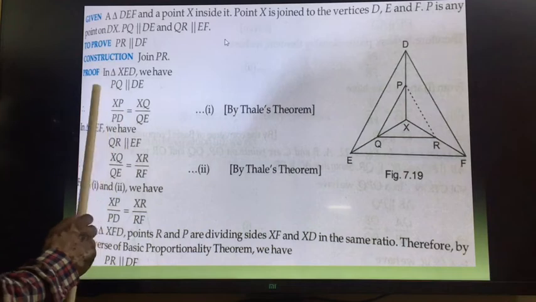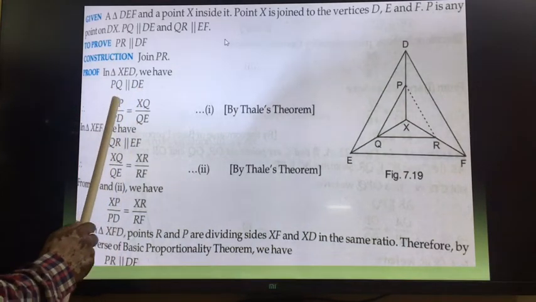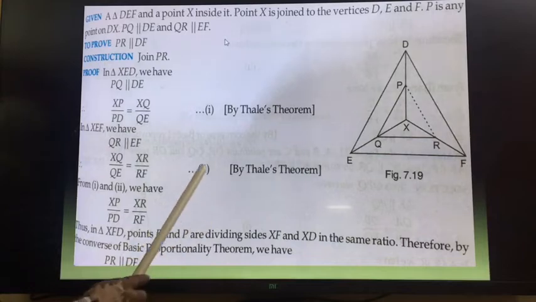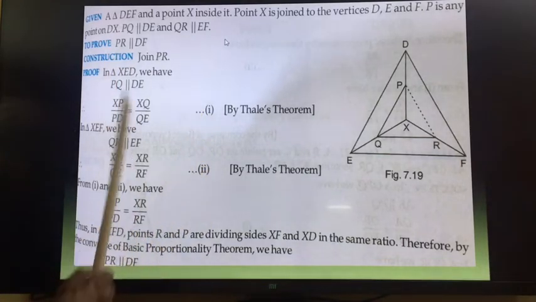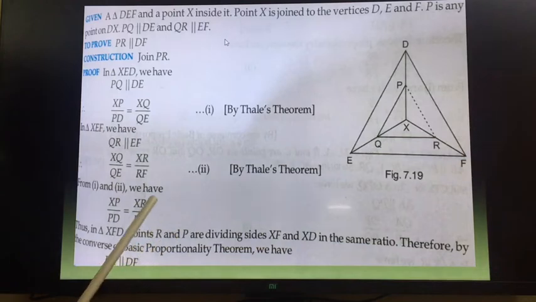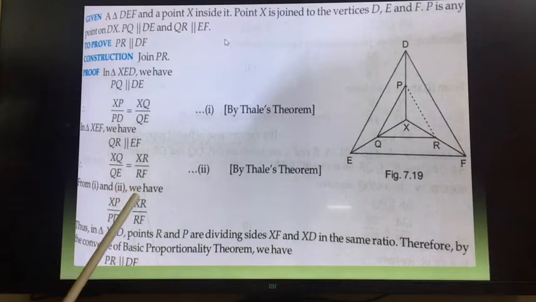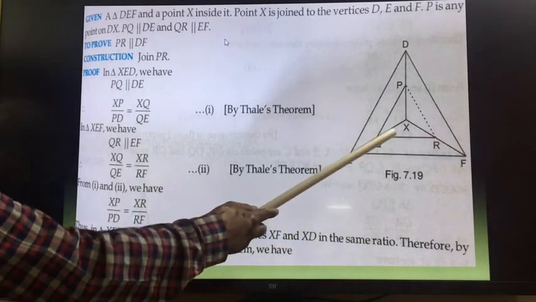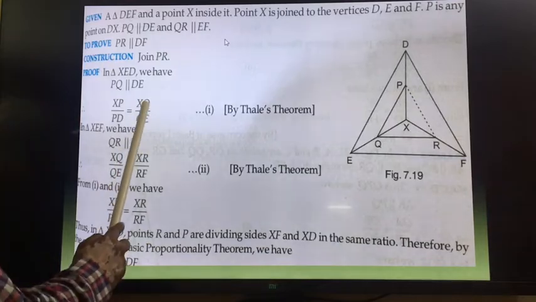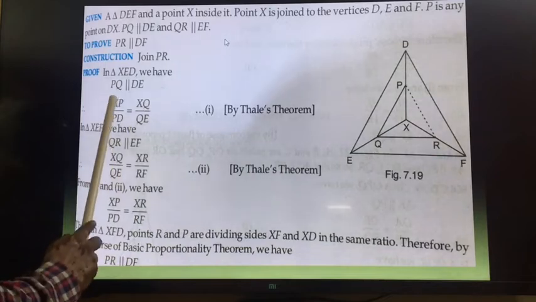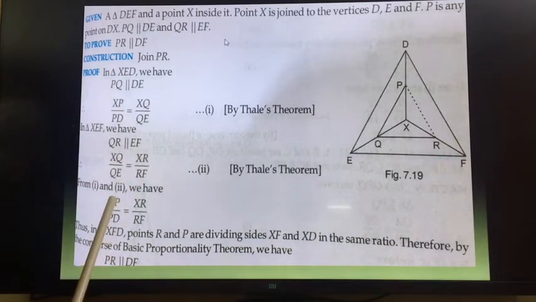BPT theorem says if a line is parallel to one side, it will divide the other two sides in the same ratio. So by applying BPT theorem, we got two equations, and in these two equations, what we are observing is that XQ upon QE is the same. So we can say XP upon PD is equal to XR upon RF.